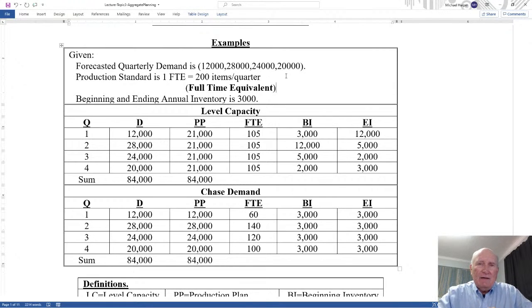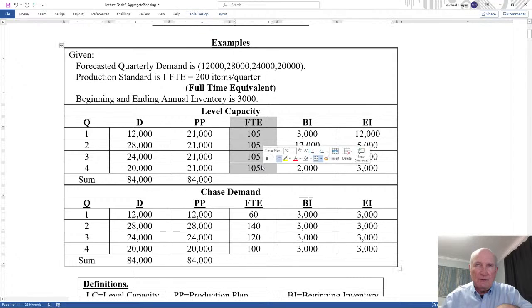And FTEs are very common. As a matter of fact, you're a student and you are one student FTE. I'm one faculty FTE. So FTE is a very common measure that people use to manage and schedule and to create plans. Okay, so if 1 FTE is equivalent to 200 items of productivity every quarter, then how many FTEs do we need every quarter?